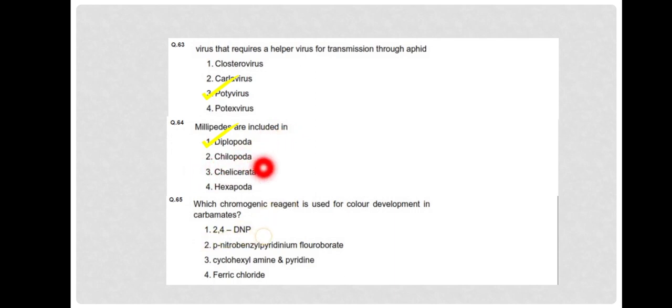The Chilopoda, it includes the centipedes. Okay. Next question number 65. Which chromogenic reagent is used for color development in carbamates? So the answer is p-nitrobenzyl pyridinium fluoroborate. This compound is used as chromogenic reagent for color development in carbamates.